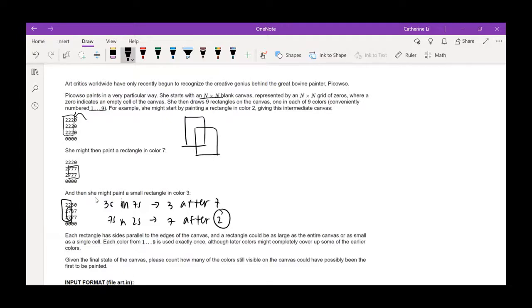Yeah, so we were pretty much only caring about the overlaps because if they don't overlap with something, then they obviously could have been painted first. So if we go through each possible pair of 2 rectangles or 2 colors, and then see if they overlap, does one of them go into the other's rectangle? And for each possible color, if it never goes into another color's rectangle, that means that it could have been painted first. So yeah, that's the idea.